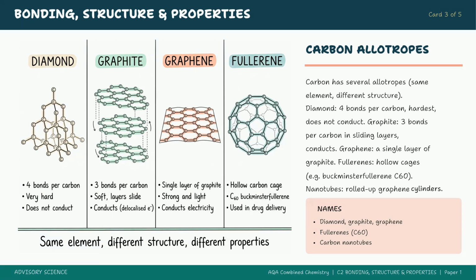Nanotubes are cylinders of graphene. Spec names you must know are diamond, graphite, graphene, fullerenes, Buckminster fullerene, and nanotubes. Examiners can ask about any of them. It's the same carbon, different shape, different job.